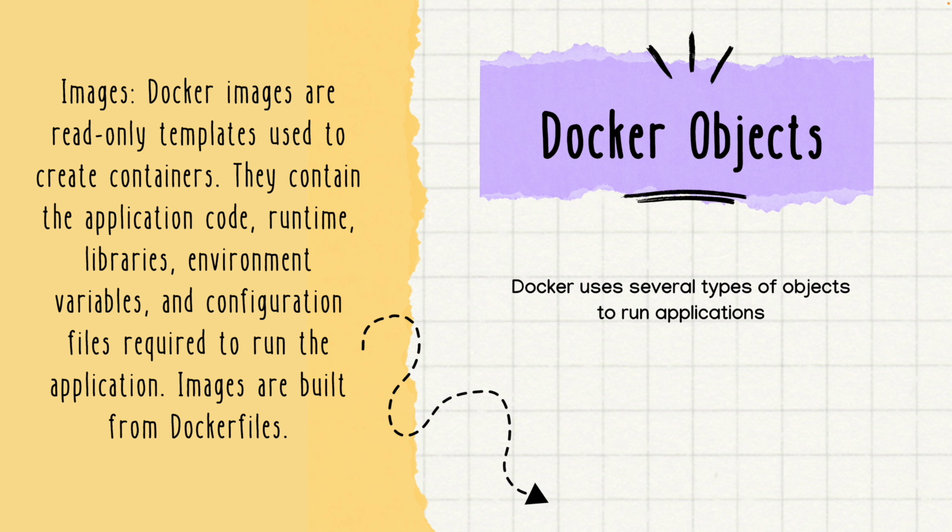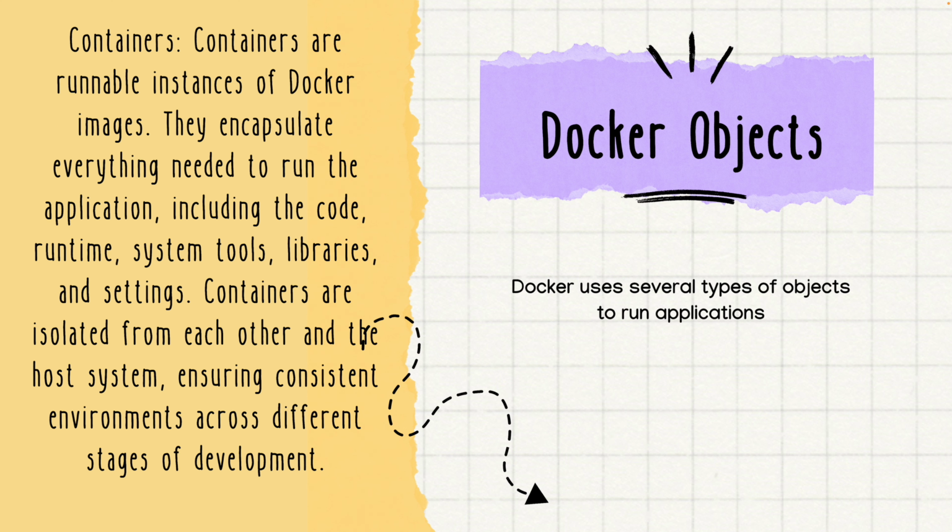The second main thing is containers. They are the runnable instances of Docker images. They package everything which is required to run the application at runtime. Again, if you remember, containers are isolated from each other so that they can run independently. In this way, there is consistency across different stages of development by ensuring that the containers are isolated from each other.